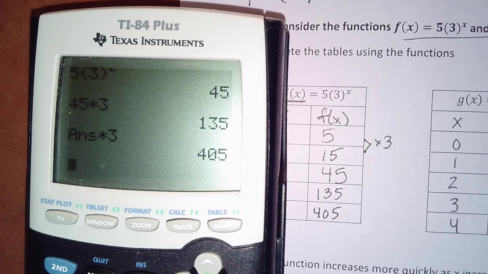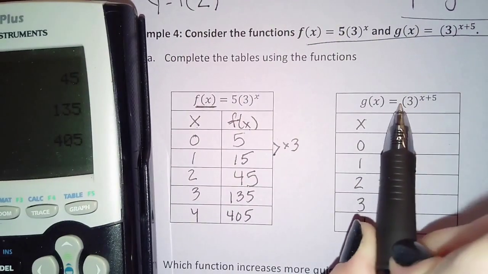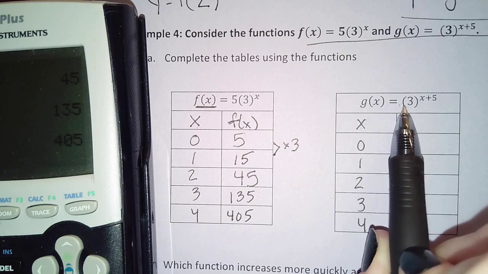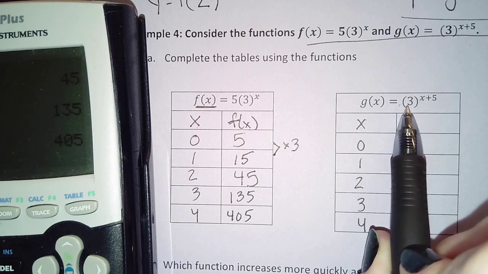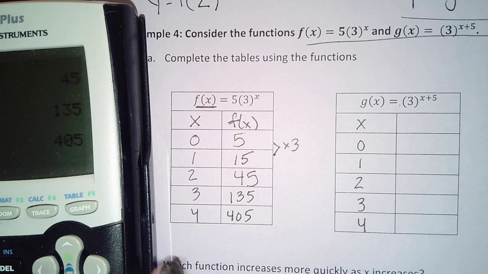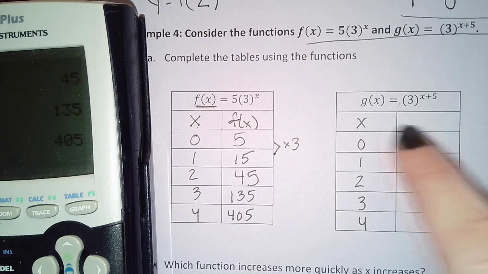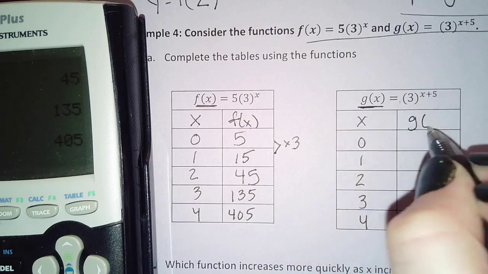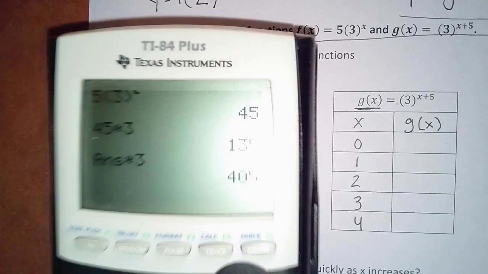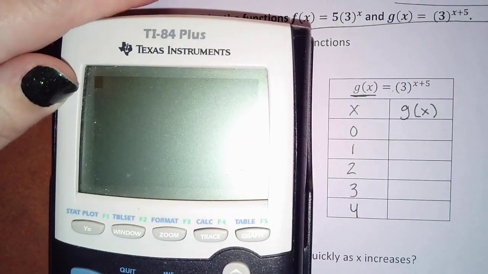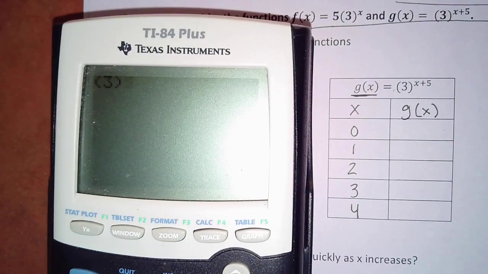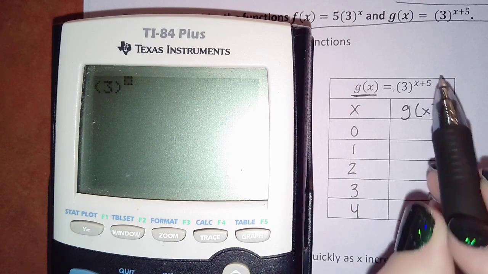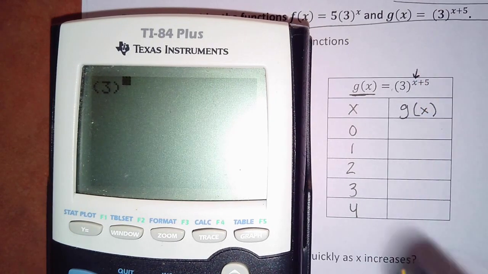Now let's see what happens in the other equation. In the other equation, there's no number outside here, which tells me, what could that number be if we don't see it? 1. So let's begin. So what should I put here instead of y? G of x, because the function says g. So this time we have parentheses 3, close parentheses, to the power of whatever number we plug in plus 5. So 0 plus 5.